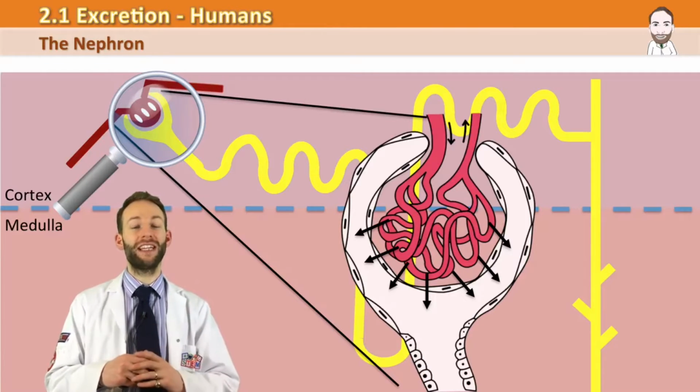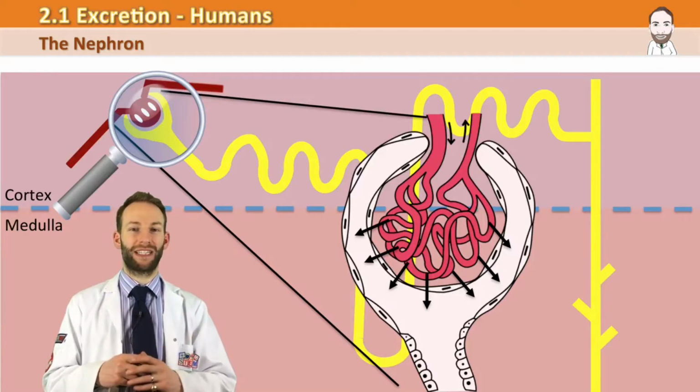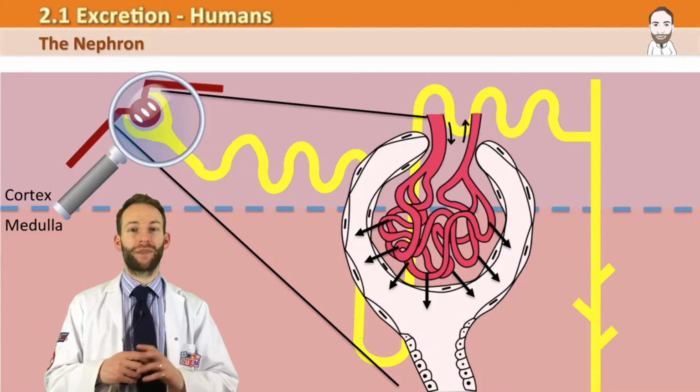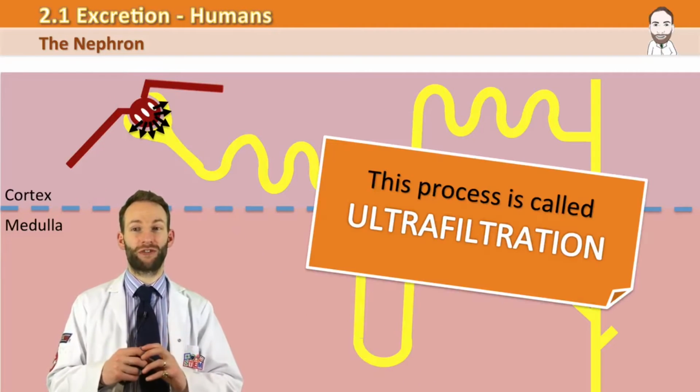That blood then continues off out of what we call the efferent arteriole and carries on its way, and we'll talk about where it goes next. Now this process is called ultrafiltration.